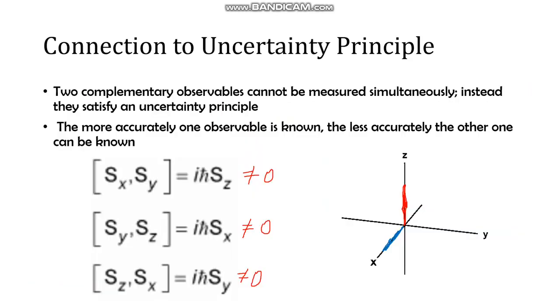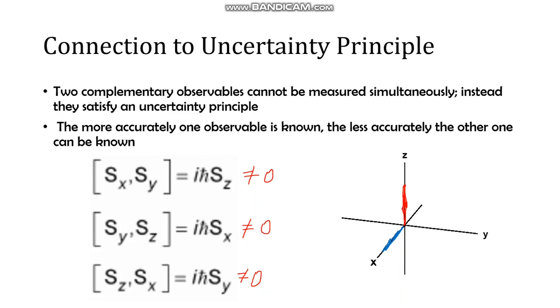Let's look at the connection with the uncertainty principle. Two complementary observables cannot be measured simultaneously if their operators do not commute. So spin operators do not commute. The more accurately we measure one observable, the less accurately we can measure another.